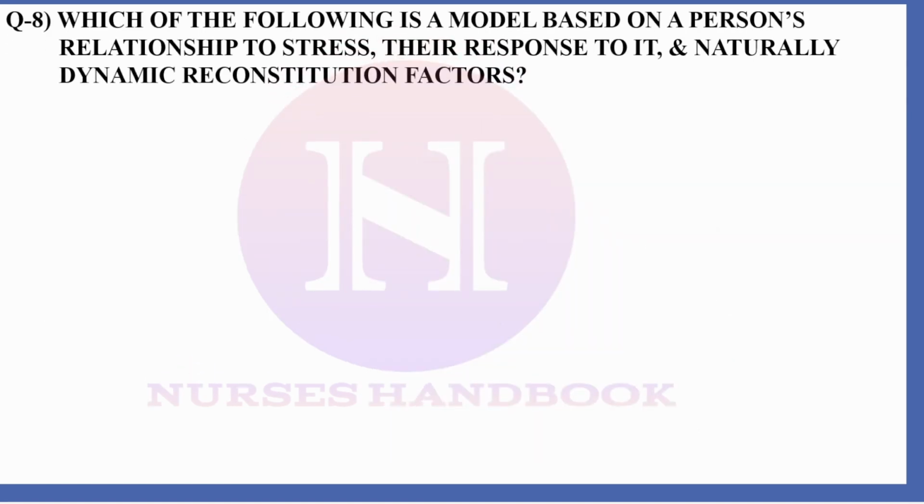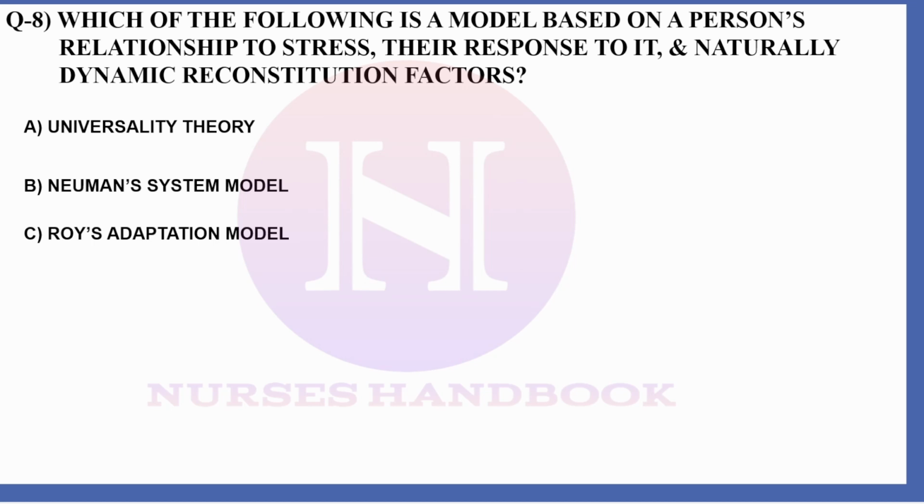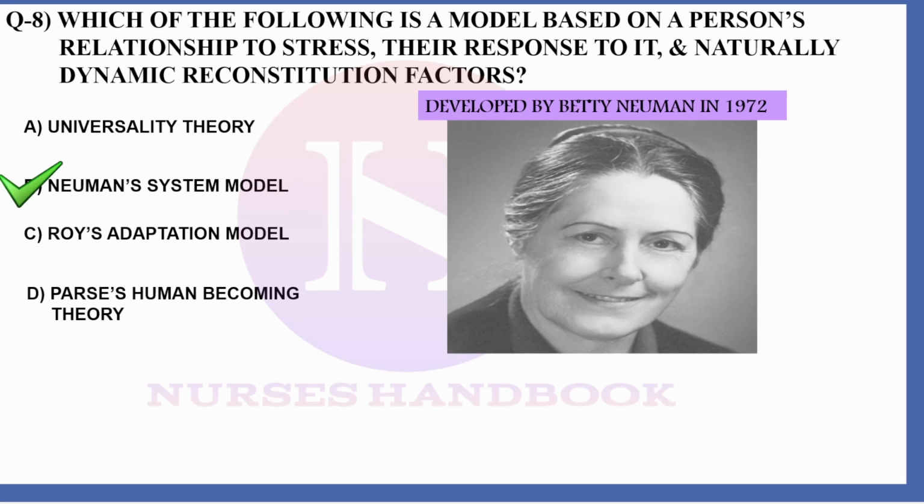Which of the following is a model based on a person's relationship to stress, their response to it, and natural dynamic reconstitution factors? Option A, universality theory. Option B, Newman's system model. Option C, Roy's adaptation model. And option D, Parse's human becoming theory. And the correct answer is option B, Newman's system model.